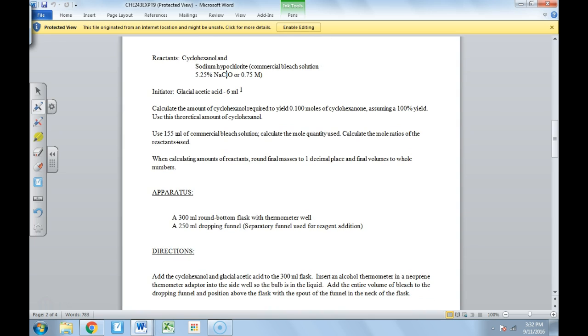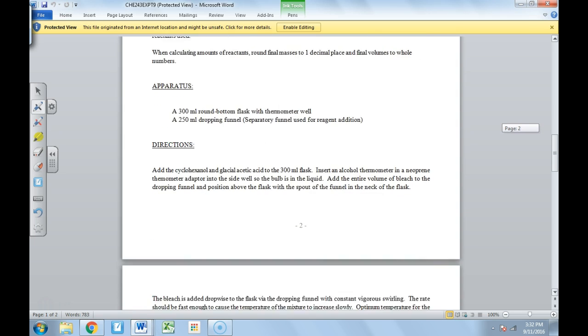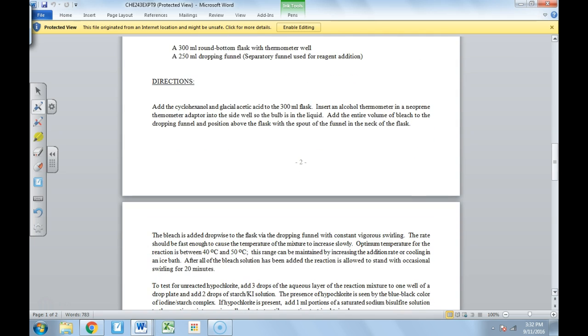Okay, so 155 milliliters, then you can use molarity, moles per liter, right, and go from there. Okay, so let's go through some of the procedure here so that you know what is going on. Now what you're going to do is add the cyclohexanol to the glacial acetic acid. Glacial acetic acid is just another fancy traditional way of saying concentrated acetic acid, and that stuff is really dangerous. You just want to be careful of that when you're doing that.